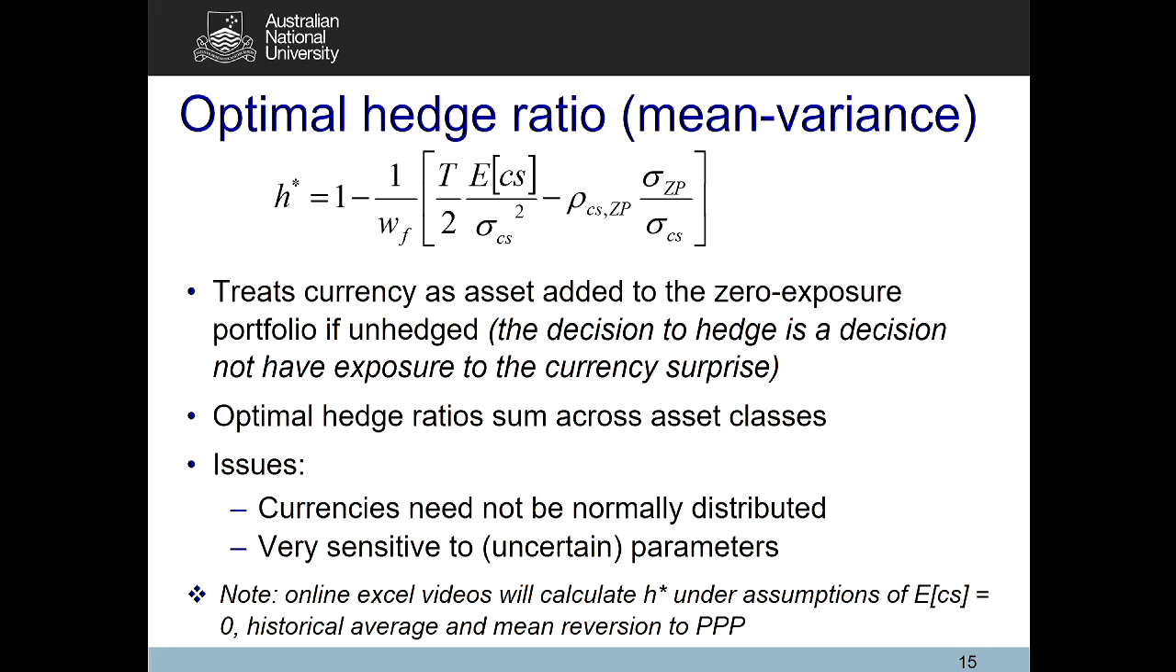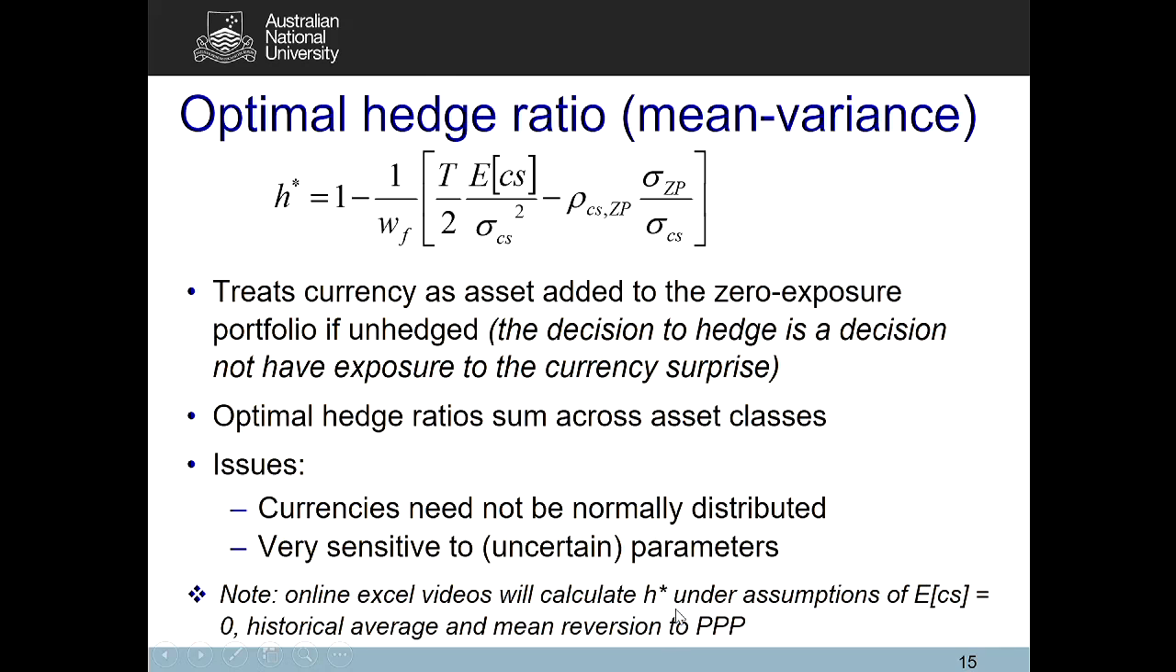But the two massive issues with the measure are, one, it assumes a normal distribution, and currencies are usually not normally distributed. And the second is, like anything that's mean variance, it's really sensitive to inputs. So what you expect the currency surprise to be is subject to a lot of estimation error because it's volatile through time. Small tweaks to what you expect is going to result in very different hedge ratios, which means that actually using this ratio in practice is quite difficult.